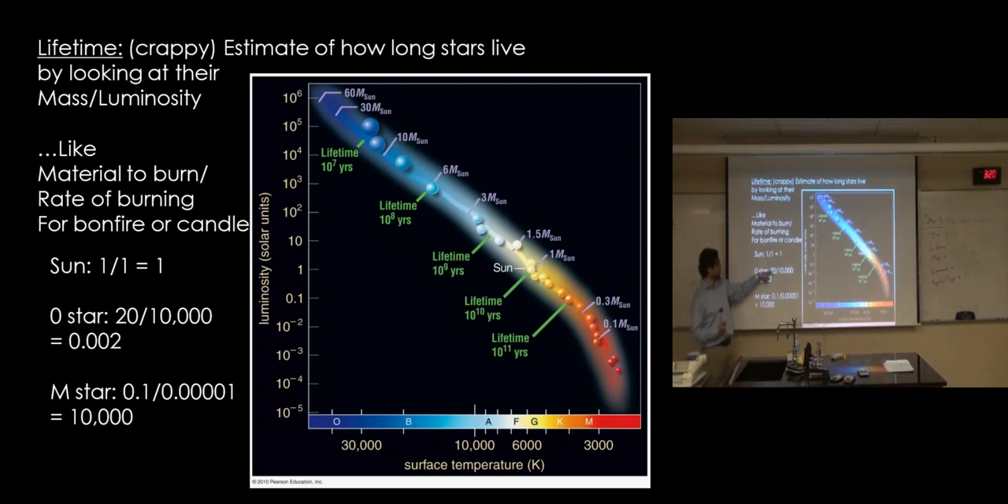So scaling things, one solar mass over one solar luminosity would give you one solar lifetime. For an O-star, maybe like 20 solar masses over 10,000 solar luminosities, you get that it burns for about 2 parts in 1,000 as long as our sun. And then for an M-star, you pull the same stunt: 0.1 solar masses over 10 to the minus 4 solar luminosities, you get that it burns for like 10,000 times longer than the sun. And weirdly, those turn out to be kind of okay.